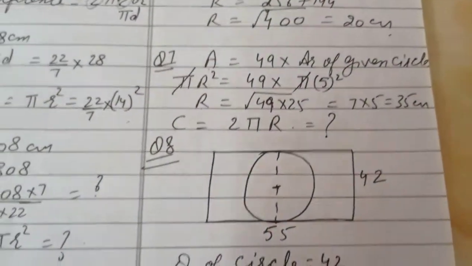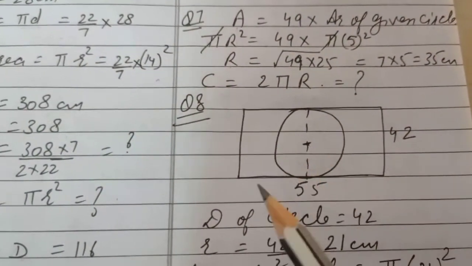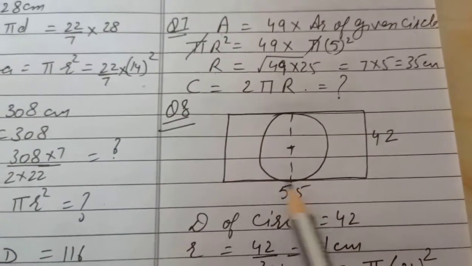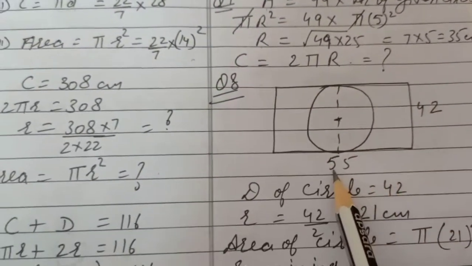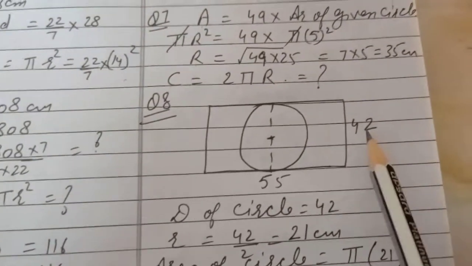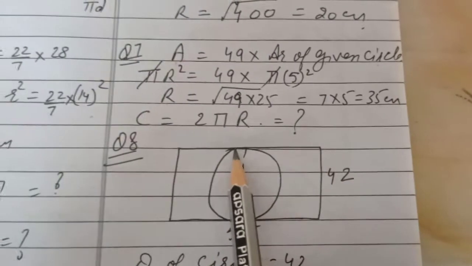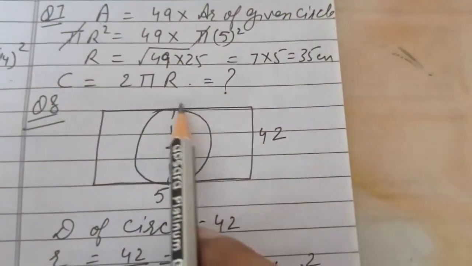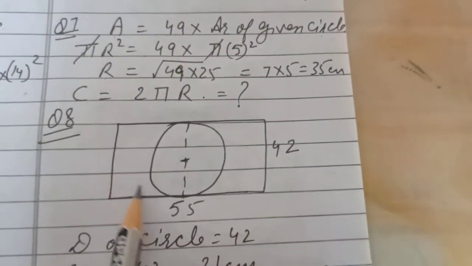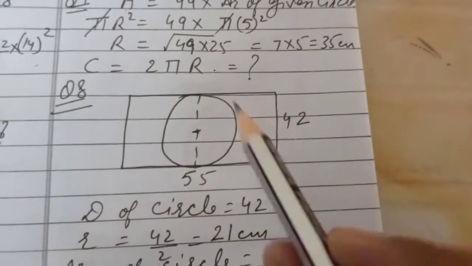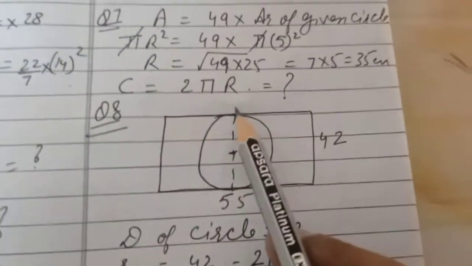Eighth question. The circle of the largest area is cut from a rectangular piece. Children, you are given a rectangular piece whose sides are 55 and 42 and you are asked to cut the biggest circle from here. So you can see this will be the biggest circle which you can cut. You can't cut it this way because that will not be a circle, that will be an oval shaped figure. Clear?